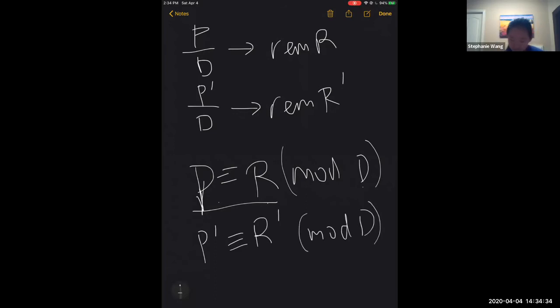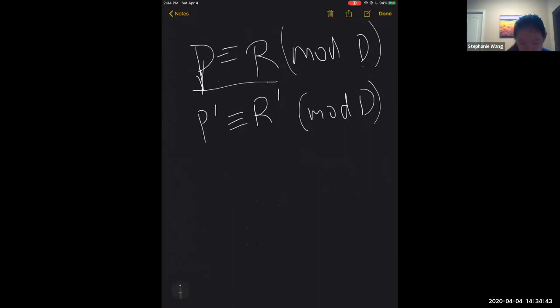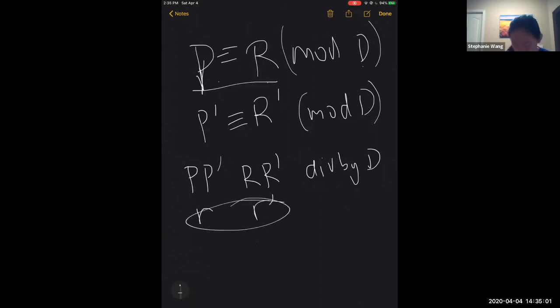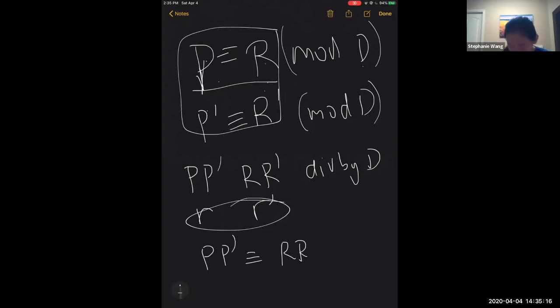So now remember we can do as many operations as we want, except for divide. So let's go ahead and multiply, because that's essentially what the problem is asking. It's asking the relationship when you have p p prime and r r prime, after you divide those by d and you want to find the remainder. This one gives r and this one gives r prime. So let's multiply p times p prime and r times r prime. We get p p prime is congruent to r r prime mod d.